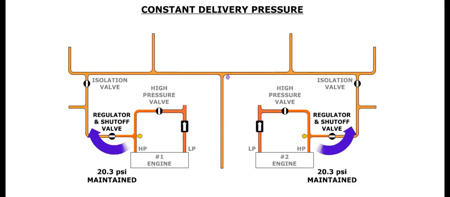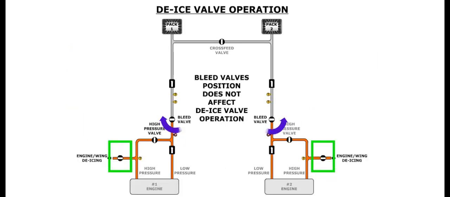The de-ice valves modulate open or closed, so as to maintain a constant delivery pressure of 20.3 psi. The position of the engine bleed valves does not affect availability of air for the de-ice valves to operate.